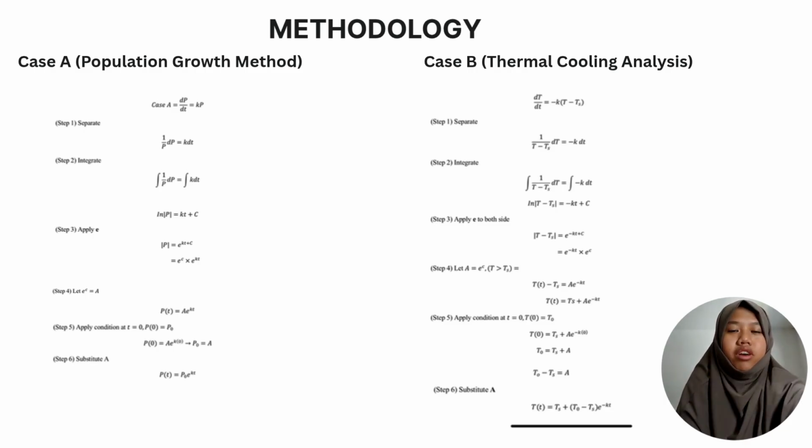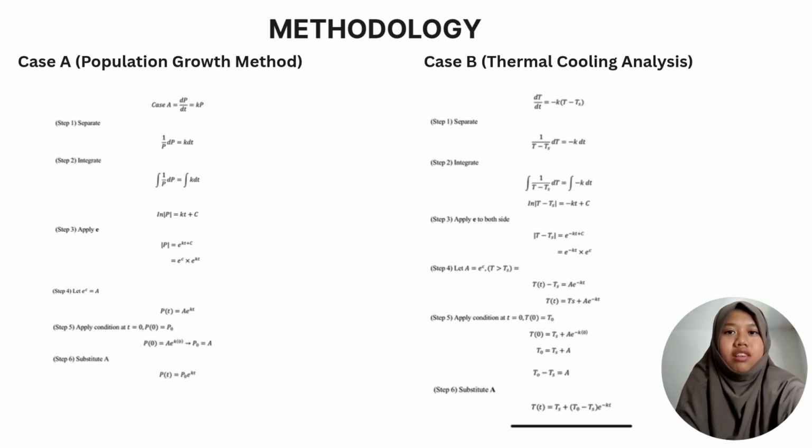Step 1, we separate the variable. Step 2, we integrate both sides. Step 3, we apply exponential e to both sides to clear the natural log. Step 4, we simplify by letting the constant e to the power of c equal A. Step 5, we apply our initial condition where at time t equals 0. Step 6, finally, we substitute A back into the formula to get our final population model.